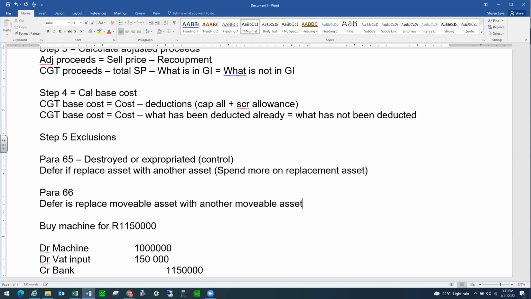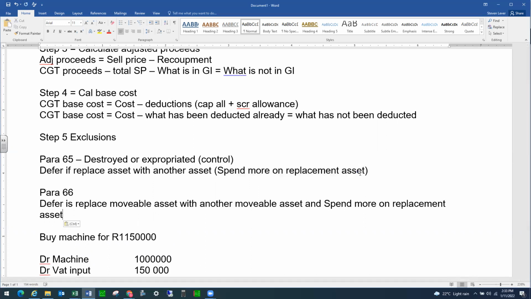Okay, and you need to spend more on the replacement asset. So for paragraph 65, it can be any asset except shares, but for 66, it must be a movable asset. Basically, buildings are in 65, but buildings are not in 66.